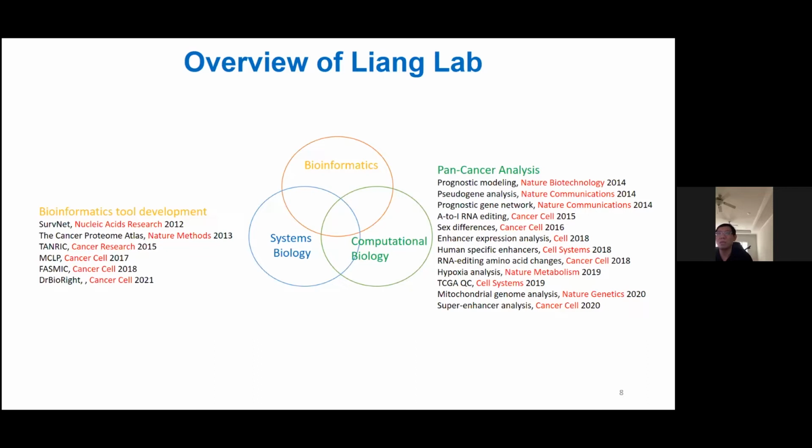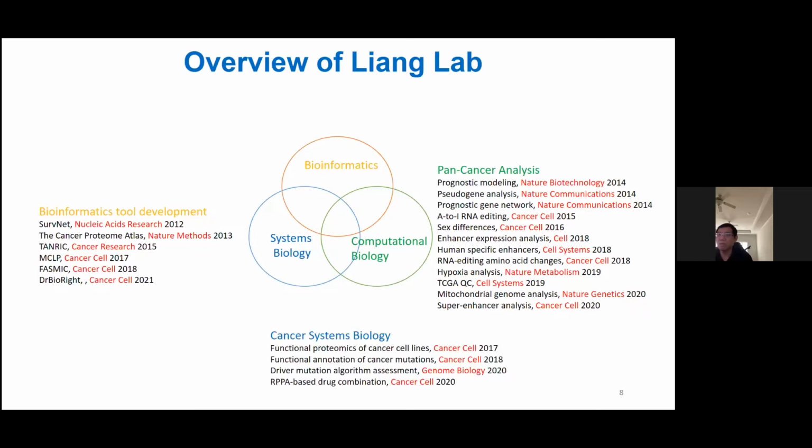Those cover a broad range of topics, from pseudogenes, RNA editing, and sex effects to, more recently, mitochondria and enhancers. And a third component in my group is a high-throughput systems biology approach, combining cell assays and functional proteomics. We try to understand the driver events of mutations and gene fusions, and try to design new therapeutic drug combinations. So that is the big picture of my research.